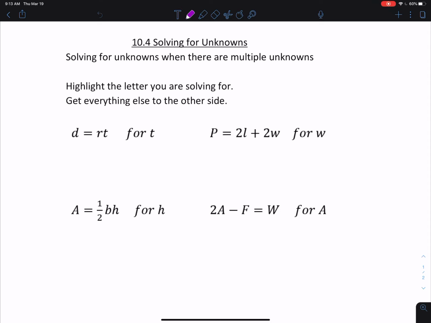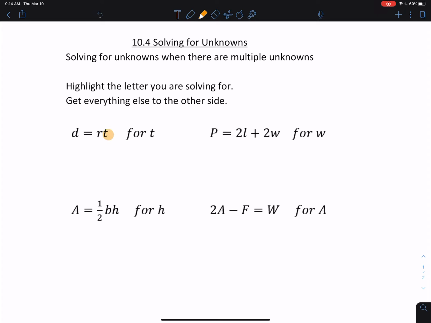We can solve equations that are all variables, or when there's multiple variables or multiple unknowns. Sometimes you'll see these equations called literal equations. So what we're going to do to keep track in our heads is highlight the letter we're solving for, and then we solve. We get everything else to the other side. So if we look at this first equation, we have d equals rt, typically our distance equals rate times time equation, and we're being told to solve for t.